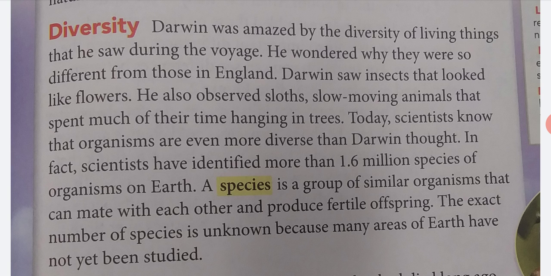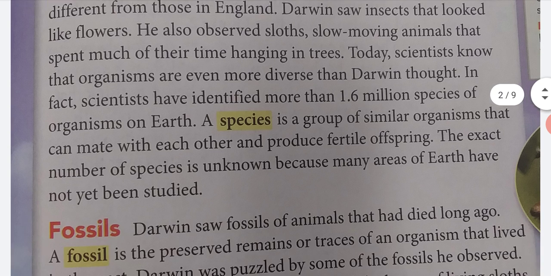Darwin saw insects that looked like flowers. He also observed sloths, slow-moving animals that spent much of their time hanging in trees. Today, scientists know that organisms are even more diverse than Darwin thought. In fact, scientists have identified more than 1.6 million species of organisms on Earth. A species is a group of similar organisms that can mate with each other and produce fertile offspring. The exact number of species is unknown because many areas of Earth have not yet been studied.